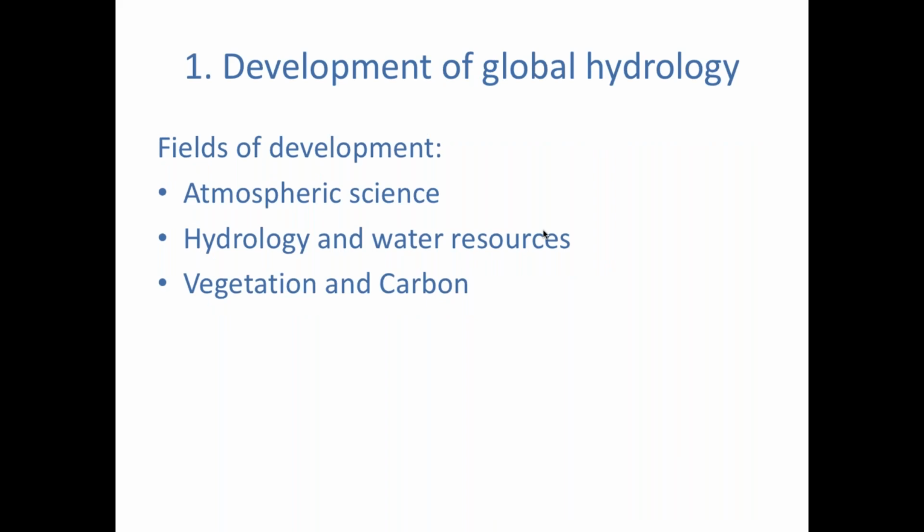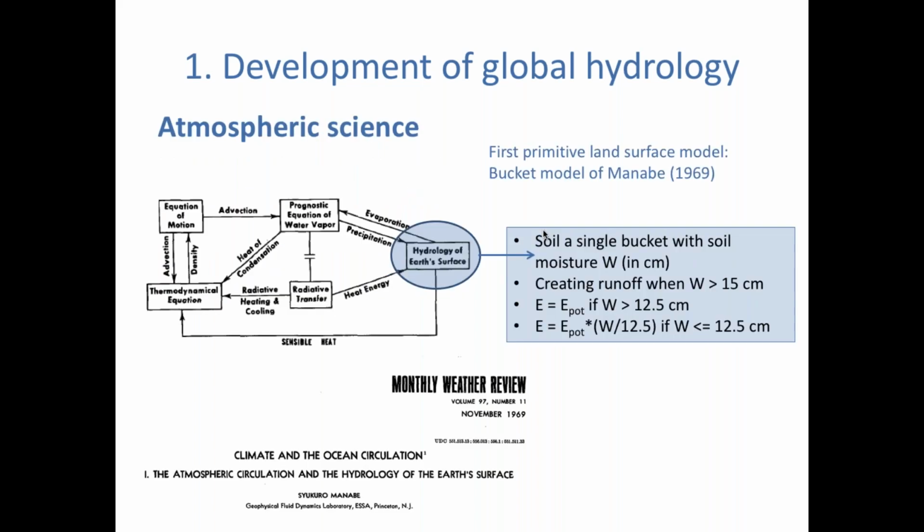So if we look at the development of global hydrology, really we can distinguish three traditional fields in which this development took place: atmospheric science, hydrology and water resources, and vegetation and terrestrial carbon modeling. And really the first models came from atmospheric science, not hydrology. That had to do with the fact that a lot of the models at that time, the land surface components of climate models, basically prescribed either a totally wet soil or a totally dry soil, which led to all kinds of wet and dry biases over land.